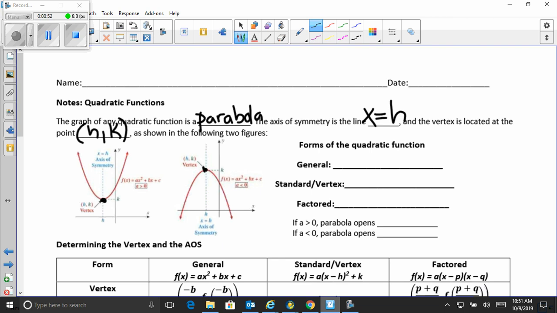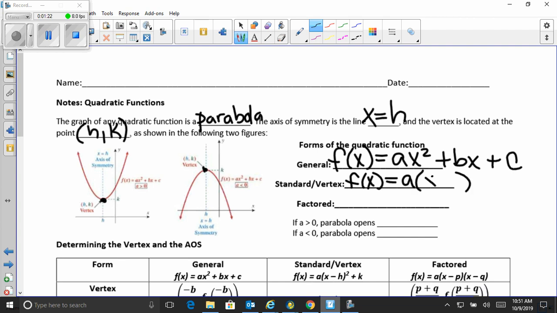So we have three forms that you may see of the quadratic function. One is our general form, and our general form is just the one that is in order, ax squared plus bx plus c. Then we have what's called the standard form. Standard form is also known as vertex form. That's f of x is equal to a times (x minus h) squared plus k.